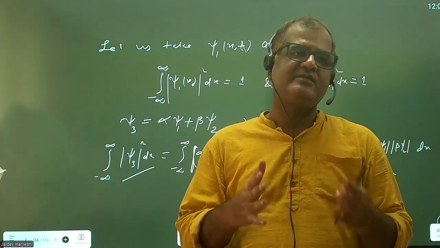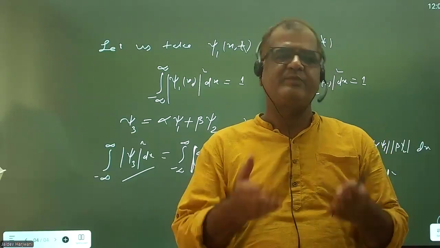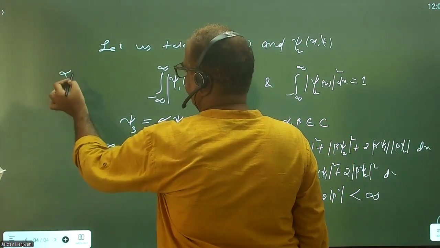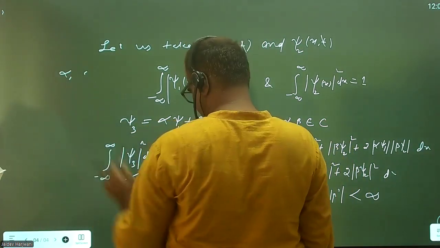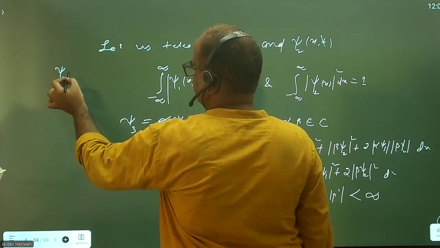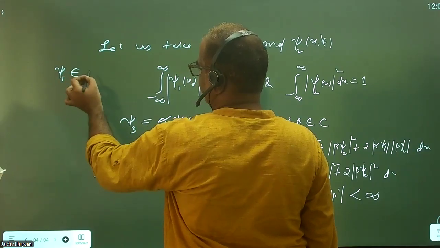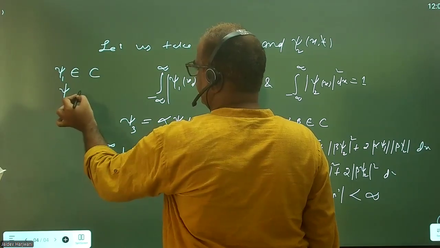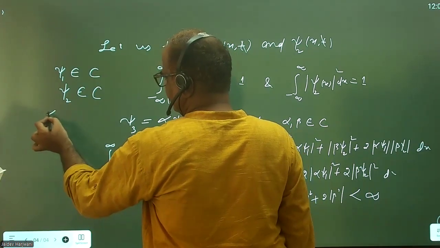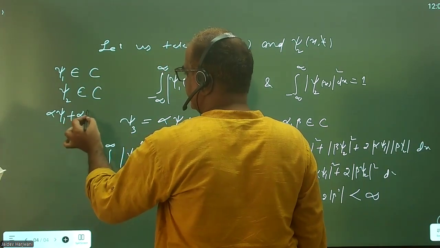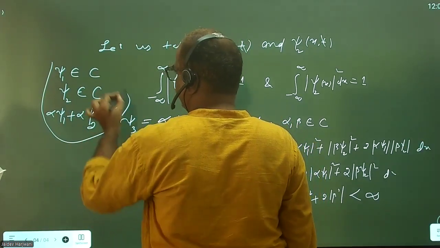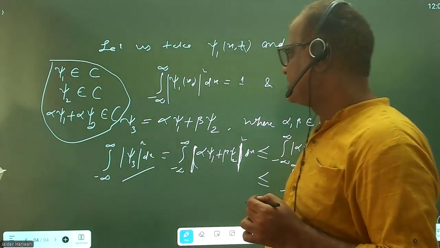That means this is the property of what? This is the property of vector spaces. If you have two vectors, say, not alpha and beta, just take some other numbers. So you have two vectors, psi 1, which is an element of a complex vector space, and another vector psi 2, which is also an element of the complex vector space. If I take some combination of those two functions, that is also an element of the complex vector space.